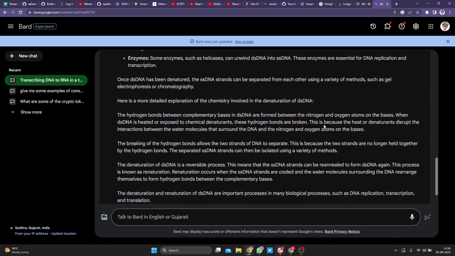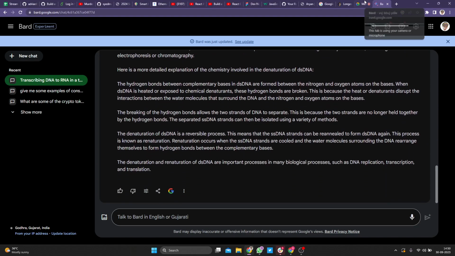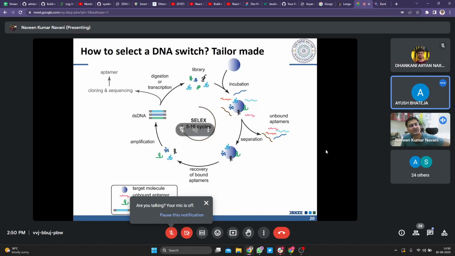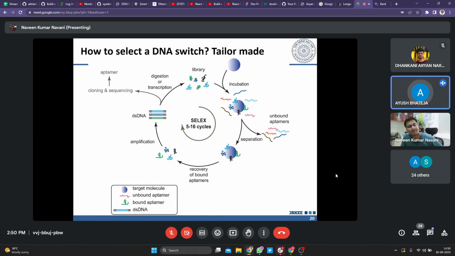Ayush, I still need you to help me. Yes, sir. So what does it say? Let's not get out of the loop, but in the loop, what does it say? Sir, after we have amplified and made the double-stranded DNA, it says digestion and then transcription. Right now we have to stay in the loop, that's why I'm saying don't go outside. We don't want to go to the left. We won't go to cloning and sequencing yet.